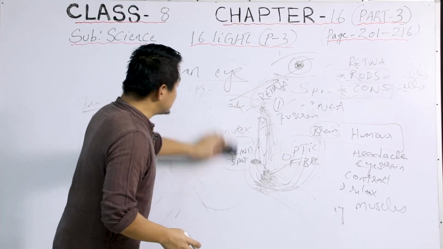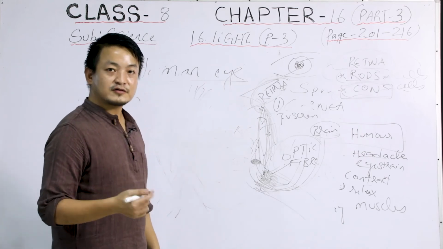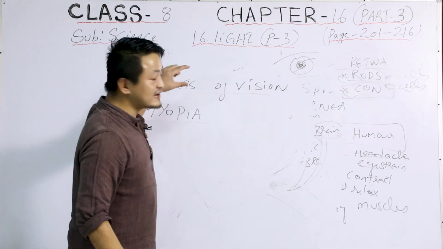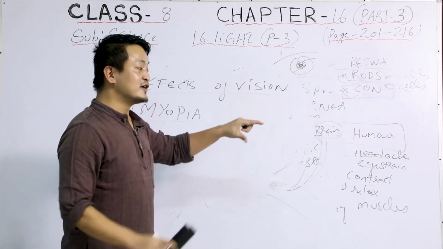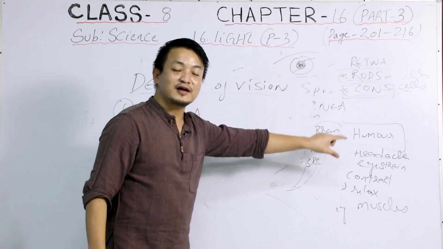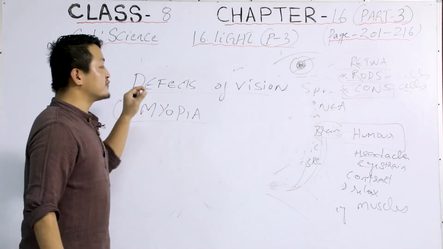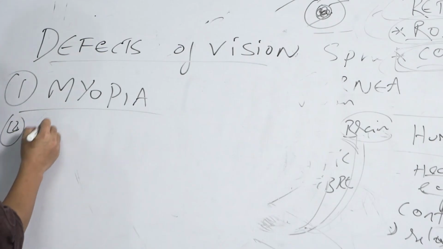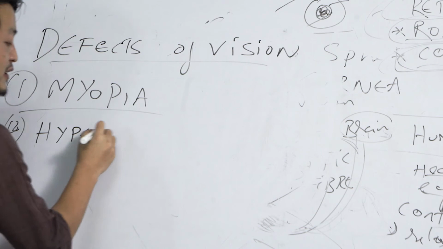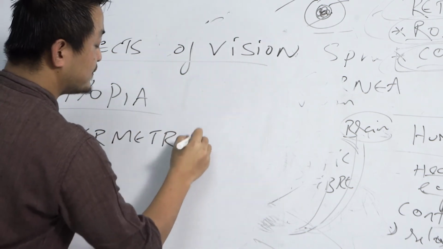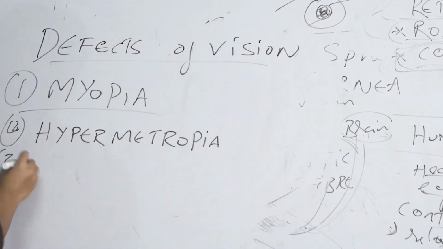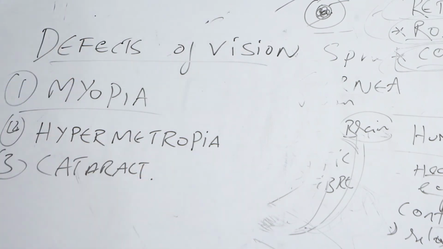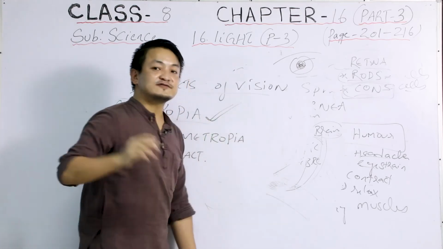Now we'll discuss the defects of vision. Students, we'll start with the next topic, that is defects of vision. Since we have already discussed the human eye, we also have 3 types of defects which are mentioned in your textbook. That would be myopia, hypermetropia, and then we have cataract. Clear?